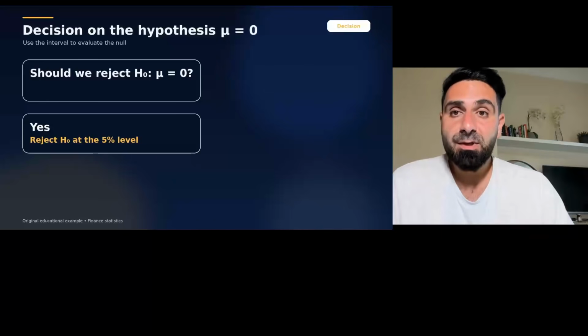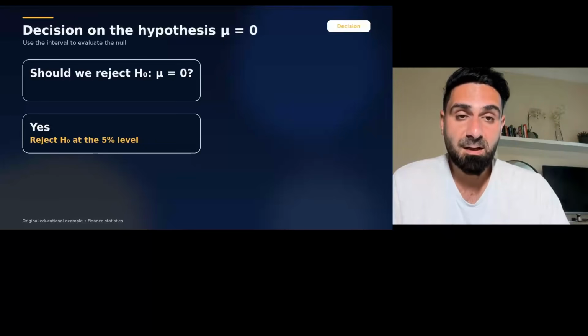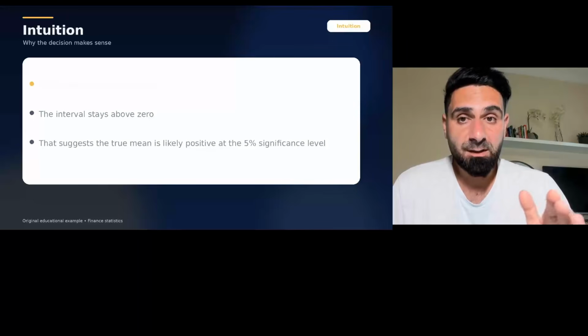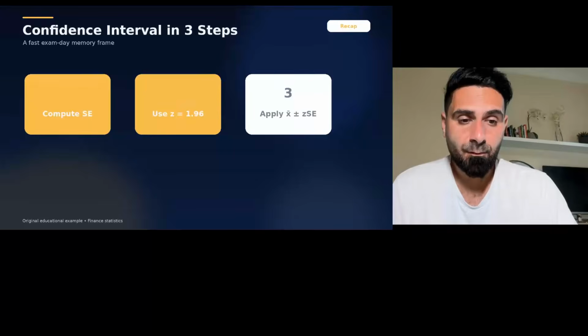This is, as we are discussing, the decision of the hypothesis. If the mean, sorry, if mu, the mean, is 0, you should reject the H0 at the 5% significance level. So this is the justification. As we were saying, the interval stays above 0, and that suggests that the mean is likely to be positive at the 5% significance level.